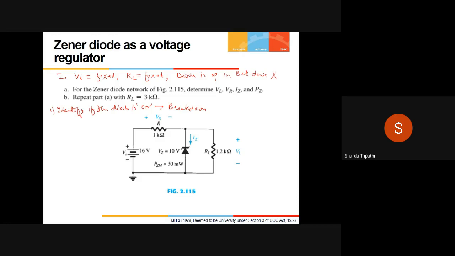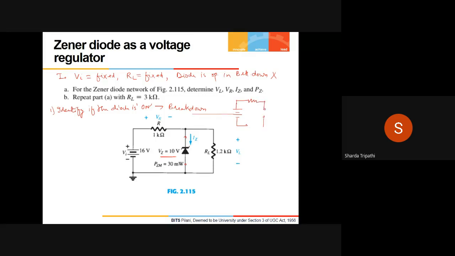Now we have to identify whether the Zener diode connected here is in breakdown or not. For that, what we are going to do is, the breakdown voltage is given to us. This is given as 10 volts. So what we do is we remove this diode, set it aside, and then we'll see what voltage is appearing across these open circuit terminals. Then your resultant circuit is going to look like this.